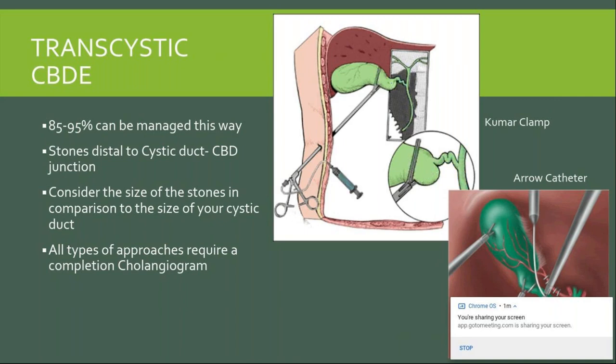And then after you get all of your stones out, you should do a completion cholangiogram. For surgery, there's two approaches. You can use the Kumar clamp, which is the top left picture, and it is a special clamp that you can advance a needle through, and then you can inject saline or contrast to perform your IOC or do your flush. With this technique, you have to actually come across the infundibulum in its entirety, so you end up filling the biliary tree instead of the gallbladder. And then the Arrow catheter is a different kind of tool. You actually have to make a cystic ductotomy, and then you advance the catheter through the ductotomy itself. You can clamp it in place, and you can flush your dye or your saline flushes through that.